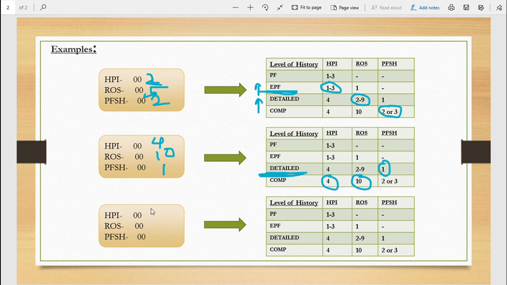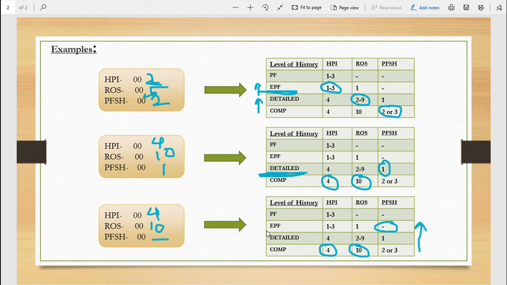In the third example, HPI has 4 points, which means comprehensive. ROS 10 is again comprehensive, and PFSH is not given. That means after counting PFSH, you didn't get any point from the PFSH section, so PFSH is 0. For comprehensive, 2 or 3 PFSH points are required. In your report there are no PFSH points, so go one step back. In case of detail also, 1 point is required in PFSH, so again it is not possible. Again go one step back.